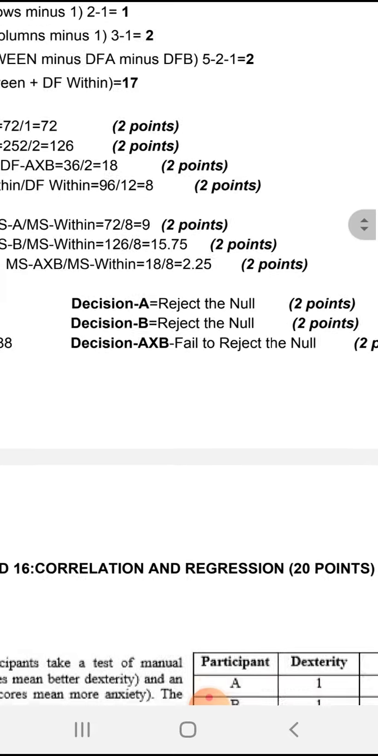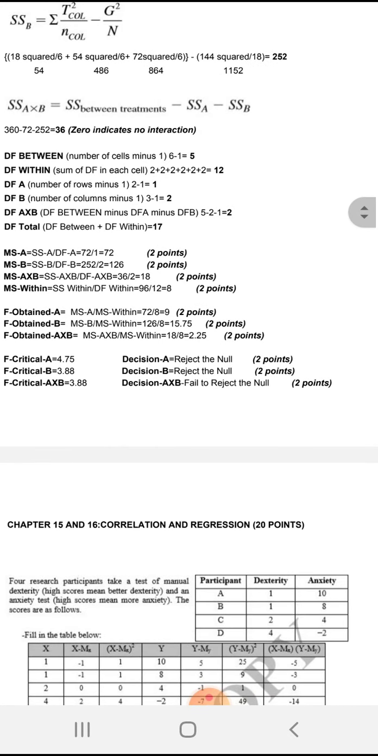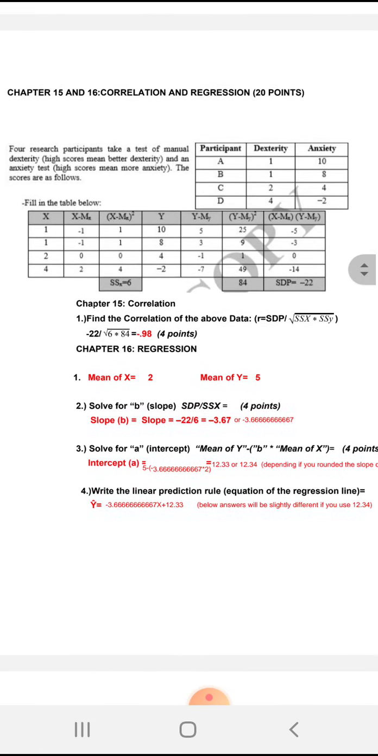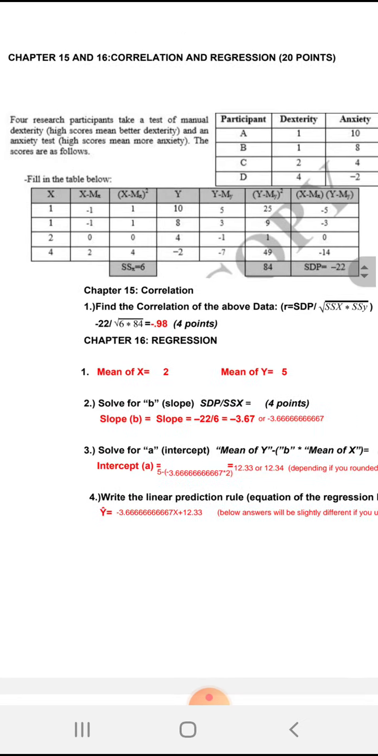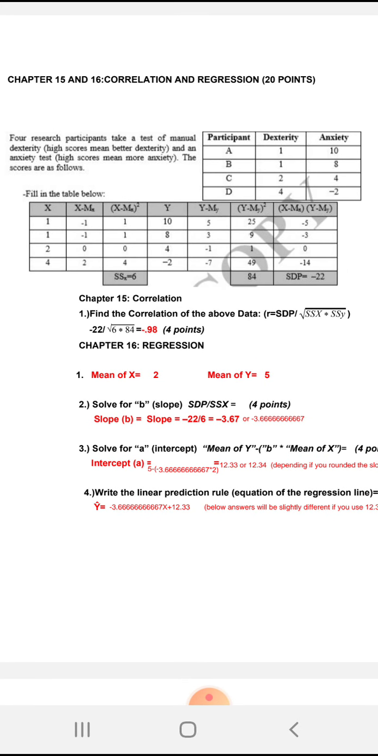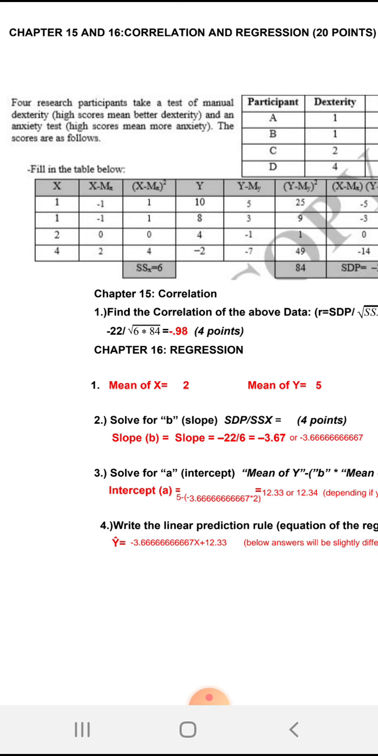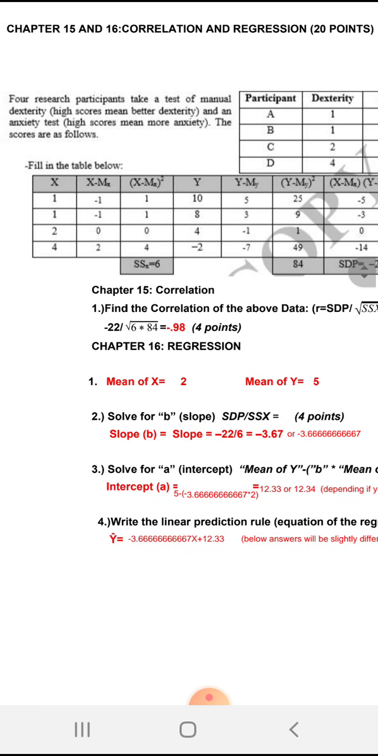Okay, these are all the steps that you will have to do on your exam. Okay, moving along. Chapter 15 and 16, correlation and regression. We're going to use the same question to compute a correlation and then also do a full regression question. The question asks, research participants take a test of manual dexterity, where high scores mean better dexterity, and an anxiety test, where high scores mean more anxiety.